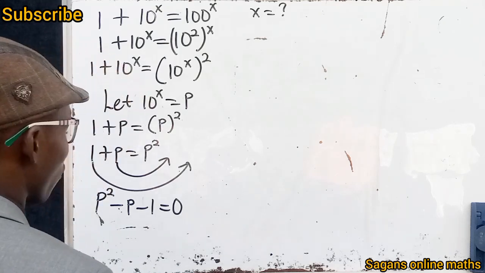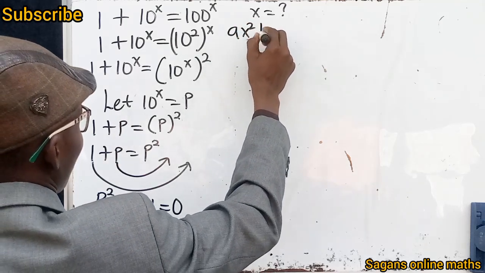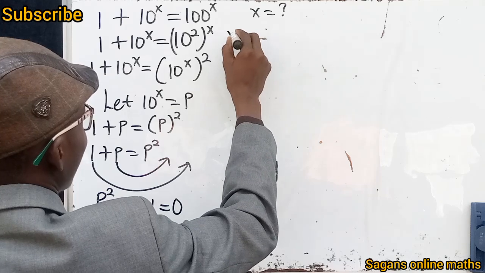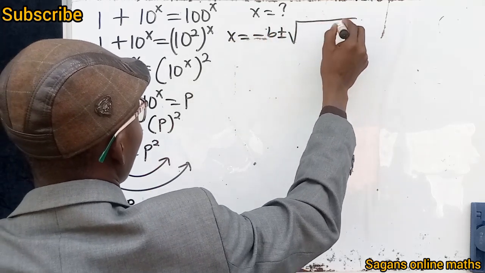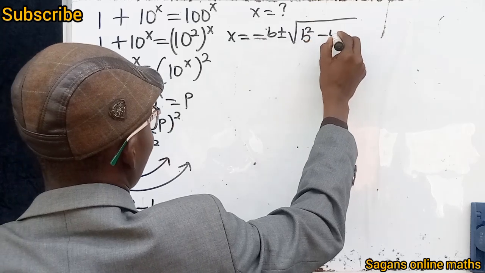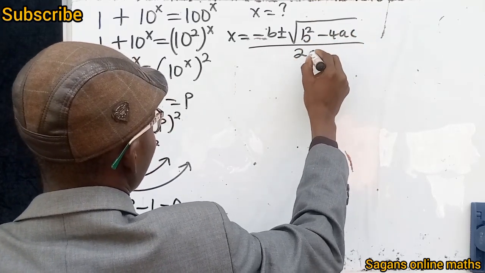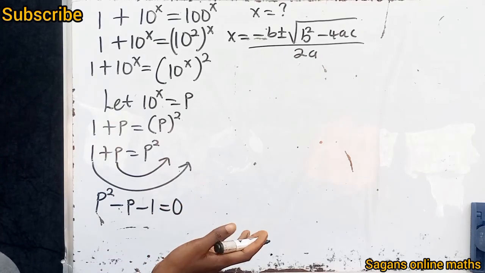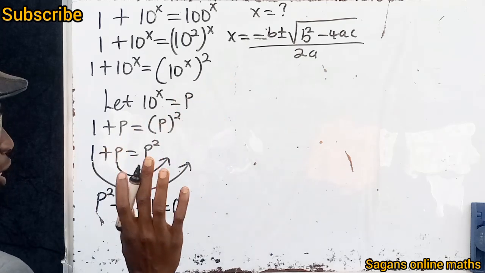Let's use the quadratic formula. We say that x is equal to minus b plus or minus the square root of b squared minus 4ac, divided by 2a. This is the quadratic formula. Some people call it the almighty formula, but I'm not interested in almighty. This is just the quadratic formula because it is derived from the quadratic.